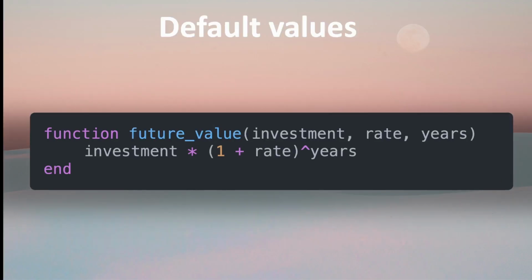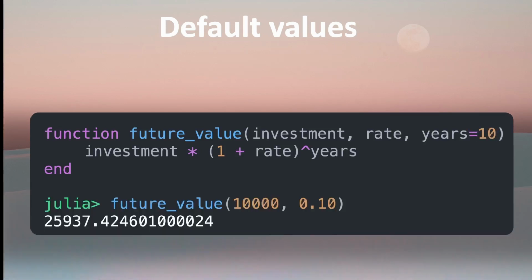We can also put default values to some arguments. So for example, if we compute very often the future value for 10 years, it would make sense to use 10 as a default value for the years. And this way, the next time you want to compute the future value just for 10 years, you can just drop the years argument.